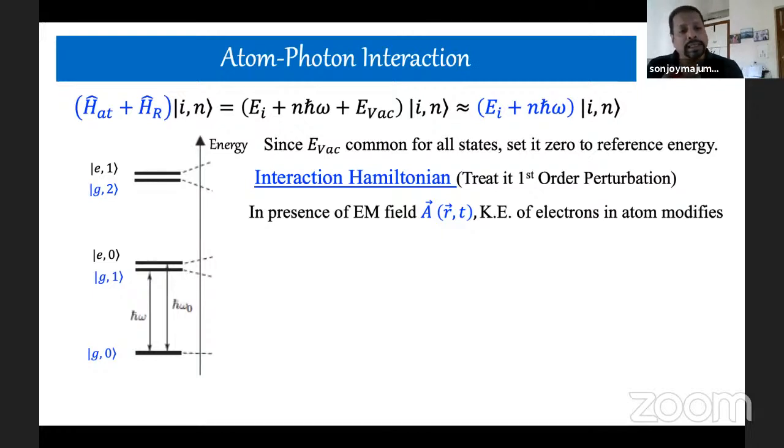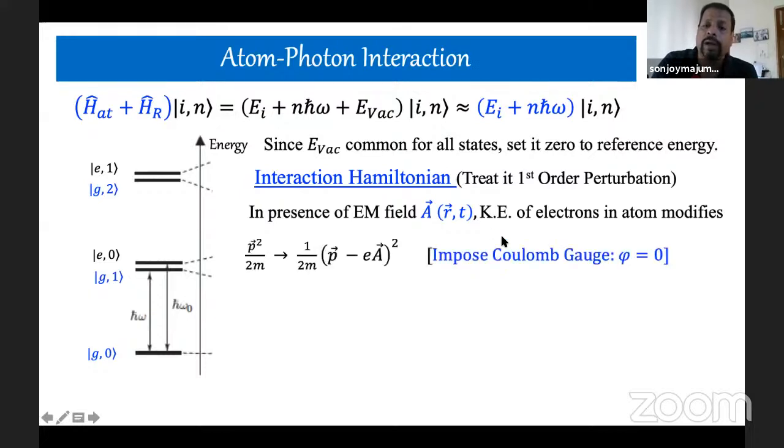For that, we have to understand how a light photon interacts with the atom or electrons in the atom. In the presence of the electromagnetic field, written in terms of the vector potential A, the kinetic energy of the electron inside the atom will be modified. We are taking c equal to 1. The kinetic energy p squared by 2m will be transformed to (p minus eA/c) squared by 2m, where c is the constant 1; we are just using that unit.